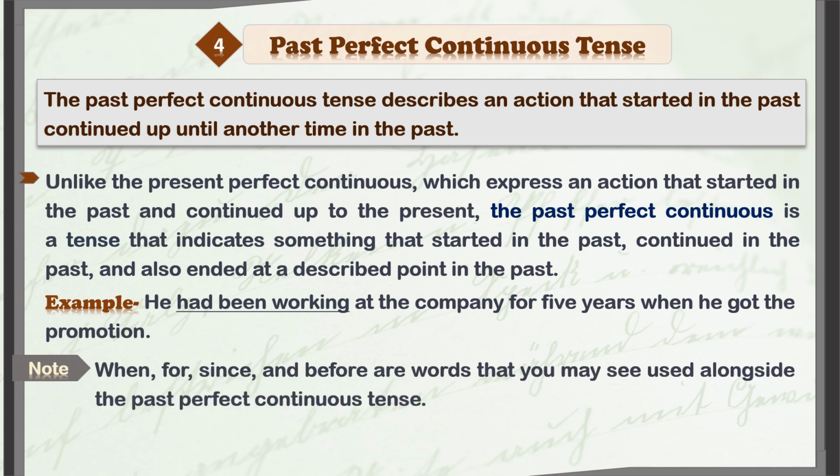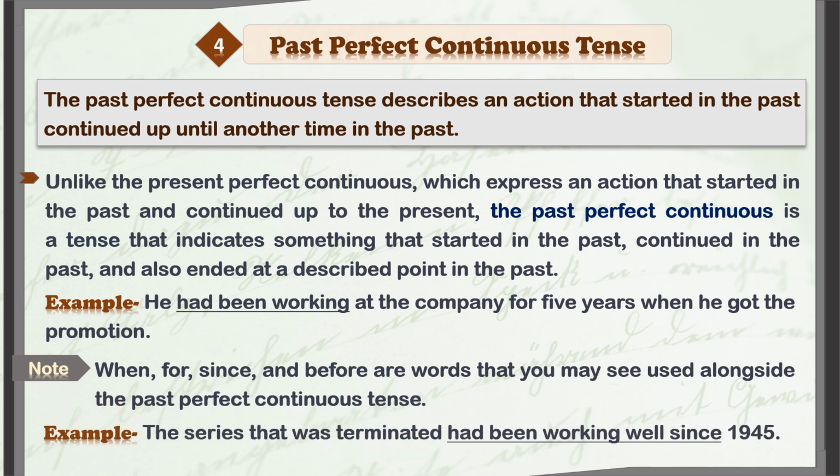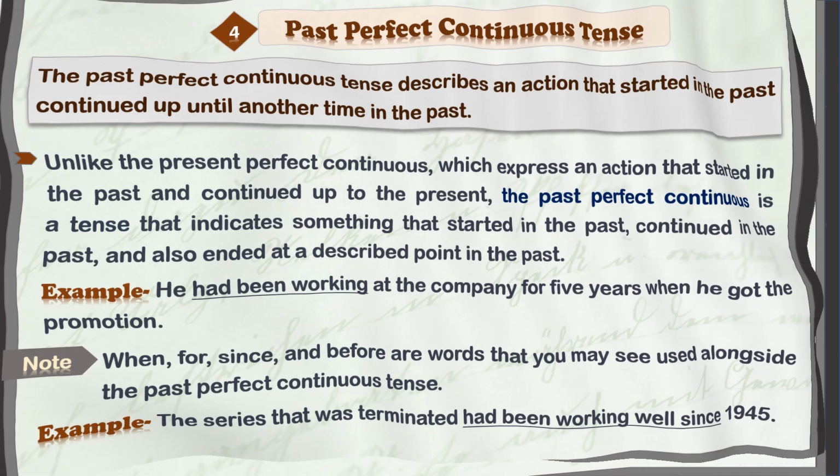Please note that when, for, since, and before are the words that you may see used alongside the past perfect continuous tense. For example, Maya had been walking 3 miles a day before she broke her leg. Example 2. The series that was terminated had been working well since 1945.